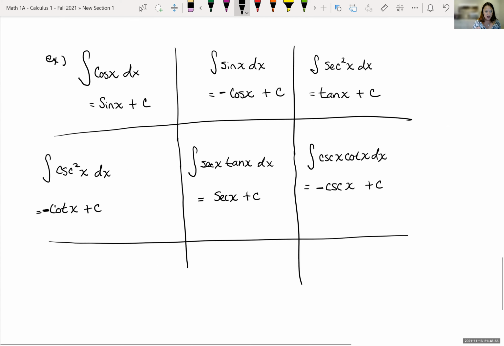So being aware of what those derivative functions look like when you take the derivative, then you can kind of think backwards. We can do that with our inverse trigonometric functions too, but we're not going to have time to do that today.